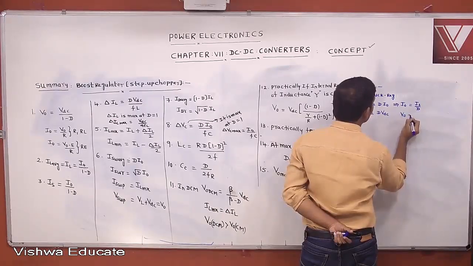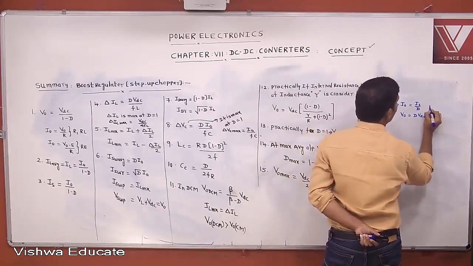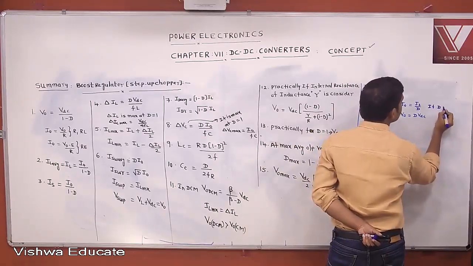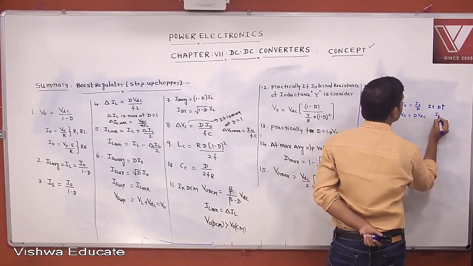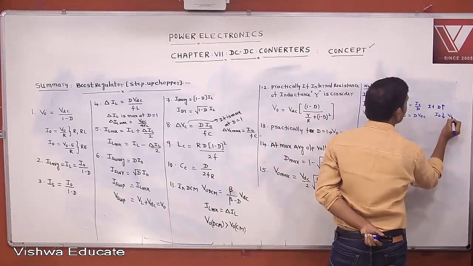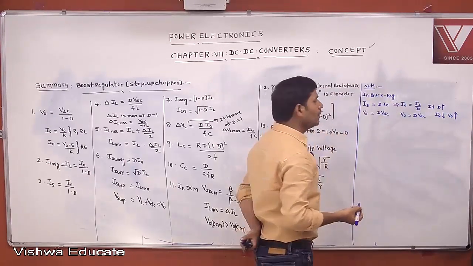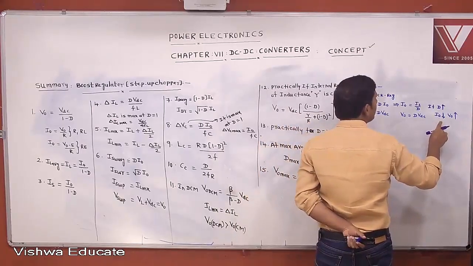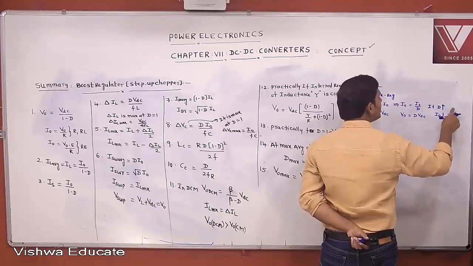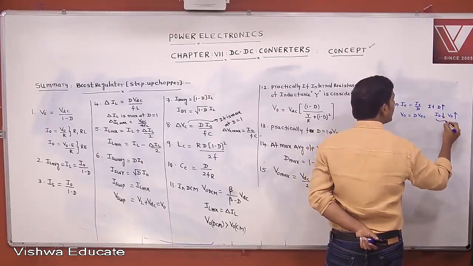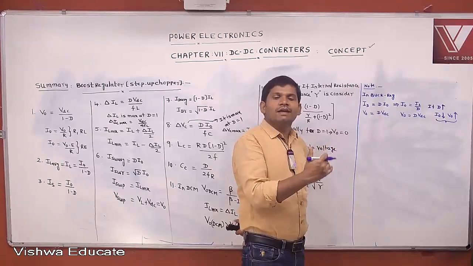What is V naught equal to? d times VDC. If the duty cycle increases, I naught reduces and V naught increases. That means if voltage increases, current reduces.